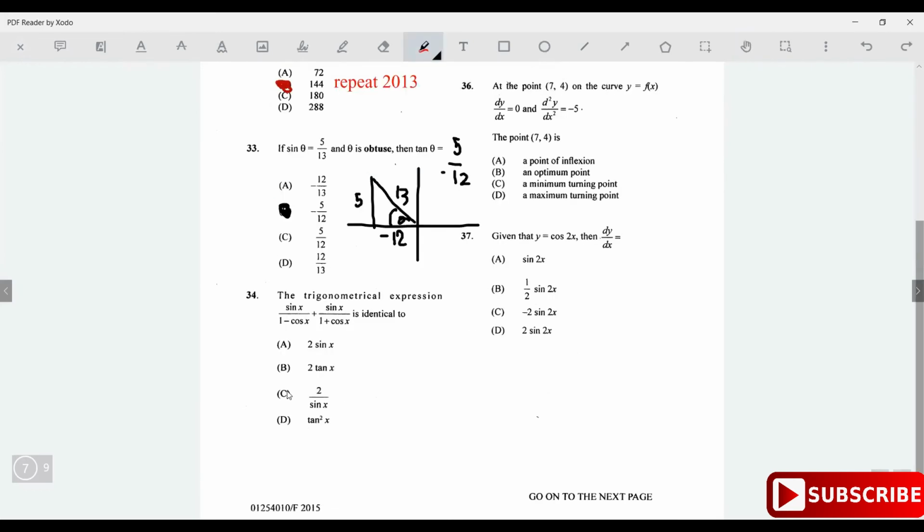Next question, this is a big repeat. It's 2 over sine x. This is a repeat from 2013.